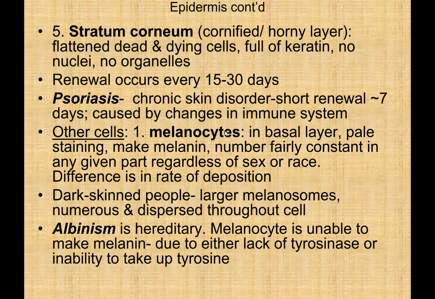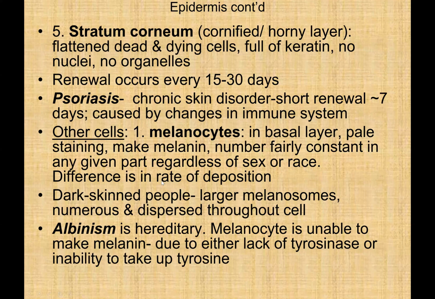Now let's look at the other cells that we can find in the epidermis. The very first one we can talk about is the melanocyte, which is seen in the stratum basale. They are pale staining. We'll be looking at them very soon. And then the function of the melanocytes actually is that they make melanin. And this melanin is actually fairly constant in any given part, regardless of sex or race.